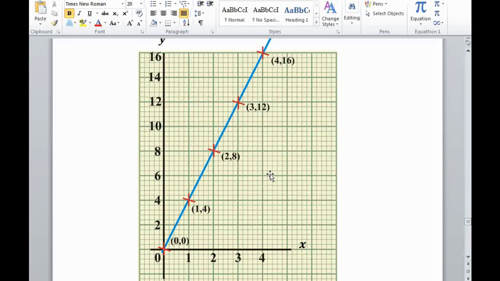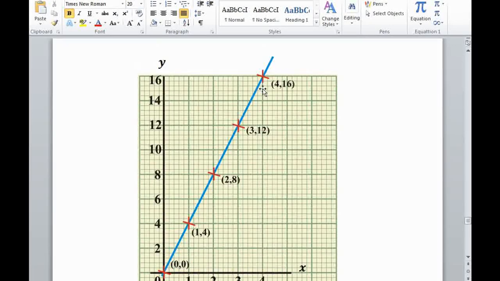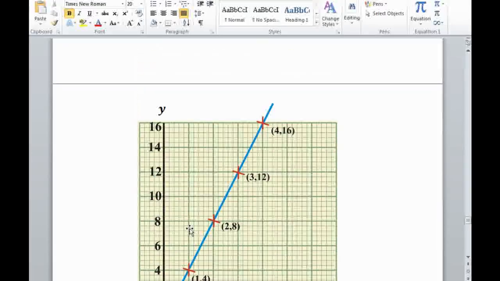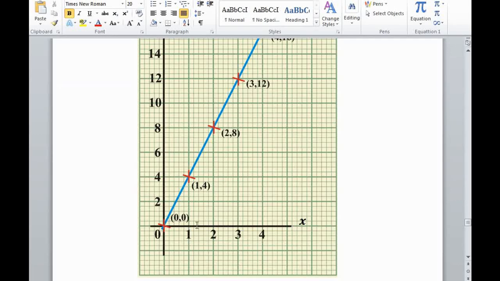And then the next ordered pair is 4 and 16. X coordinate 4 units and y coordinate 16 units. So if you join these 2 coordinates, you will get a point of intersection at this point. So now let's join these 5 points with a straight line. You can see this blue line is passing through these points of intersection. So this is the graph of y against x.